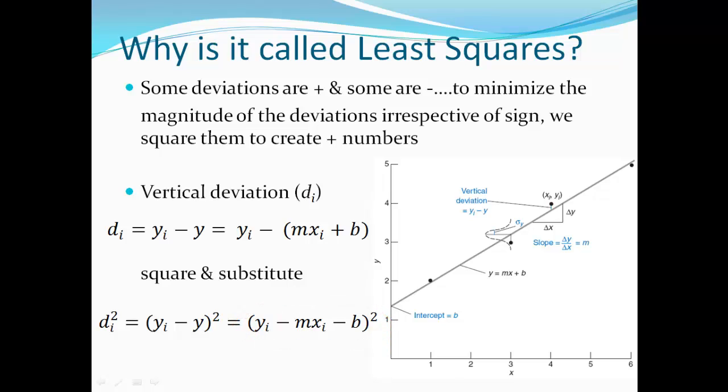So in essence, you're taking all the vertical deviations and squaring them, so you're getting all of these numbers as positive, which is what you want to do. That's why it's called the method of least squares.